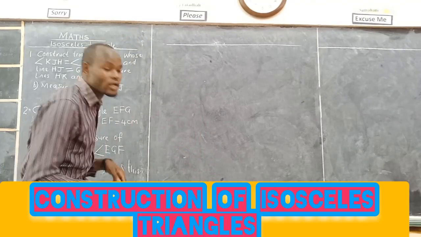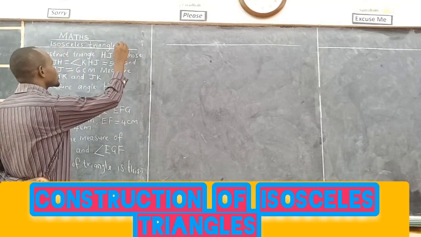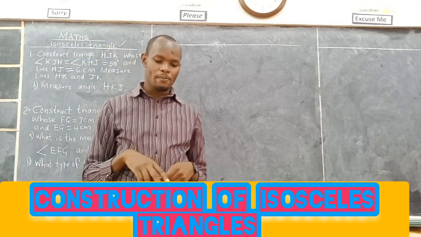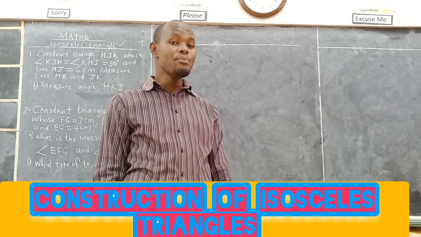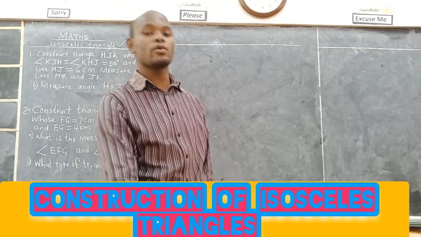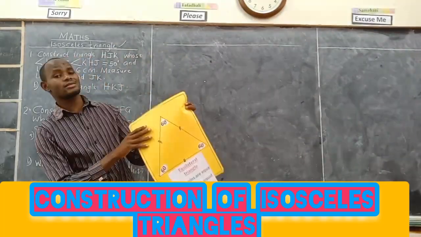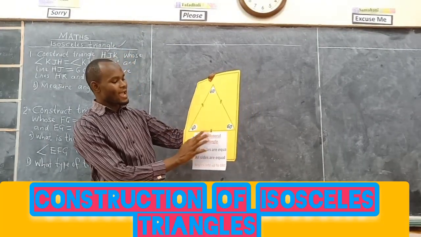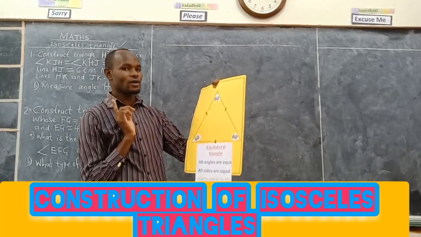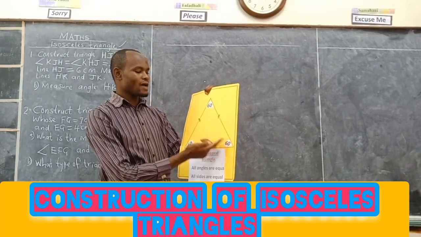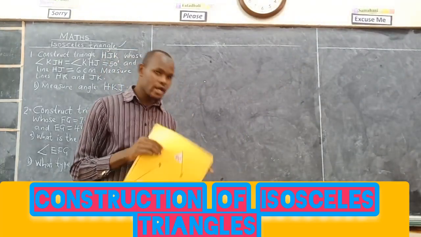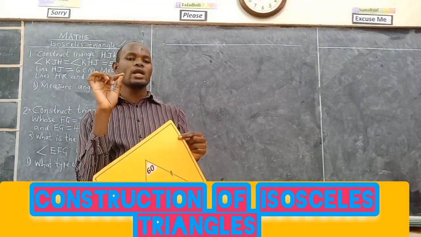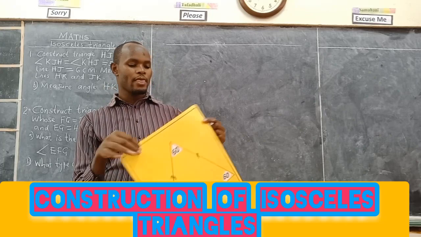Welcome to this lesson where we are going to look at the construction of an isosceles triangle. I know you are aware that the simplest triangle for you to identify is the equilateral, where you find all the lines are equal. The three lines are equal. Then the three angles are equal. So everything in an equilateral triangle is equal, from the word equilateral.